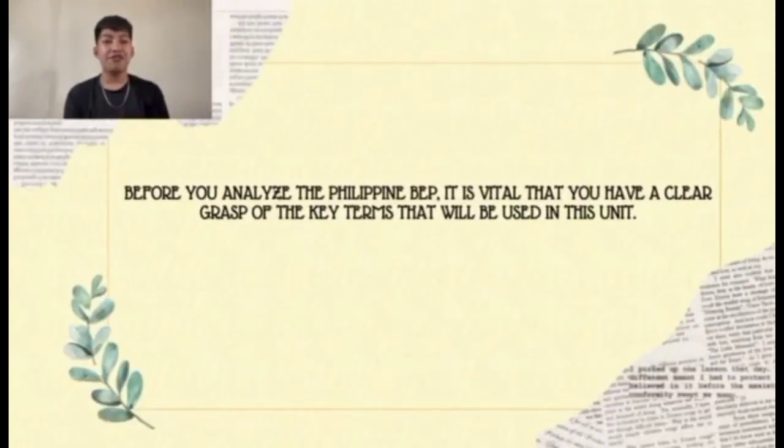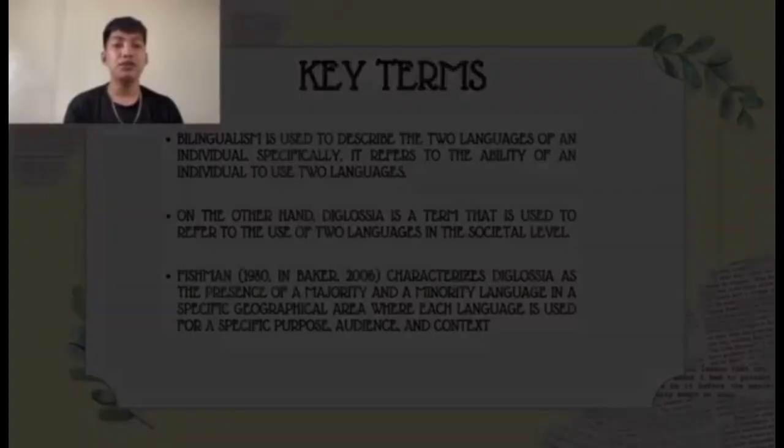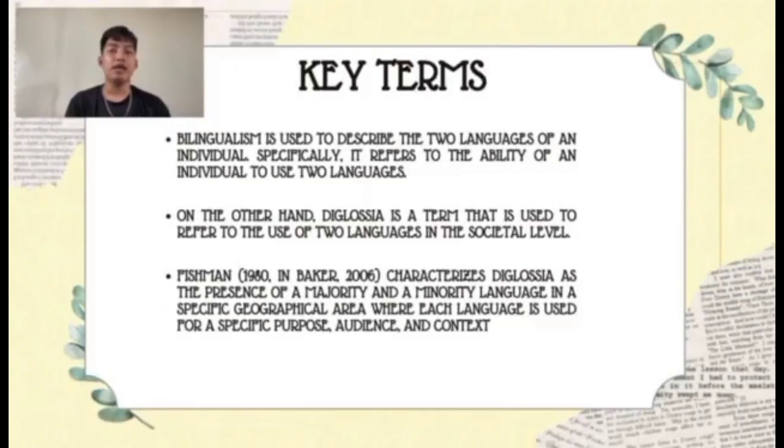Before you analyze the Philippine BEP, or bilingual education policy, it is vital that you have a clear grasp of the key terms that will be used in this unit. The first key term is bilingualism. Bilingualism is used to describe the two languages of an individual. Specifically, it refers to the ability of an individual to use two languages. This means that bilingualism refers to the ability of a person who can communicate, speak, and write in two languages. The second key term is diglossia.